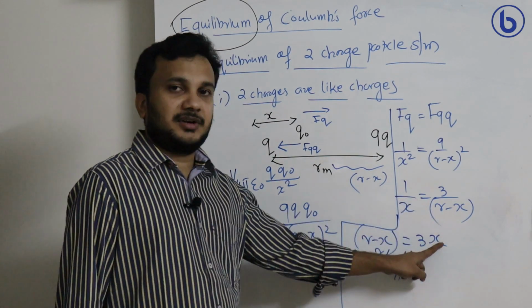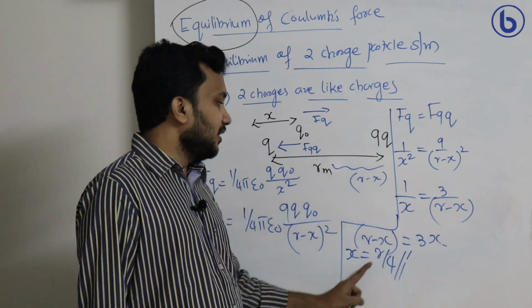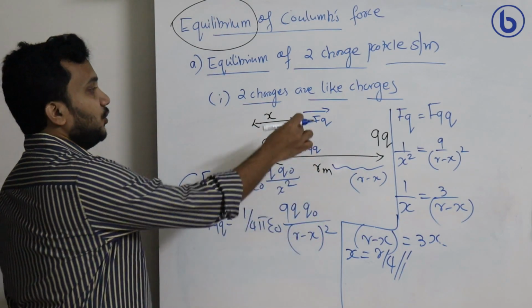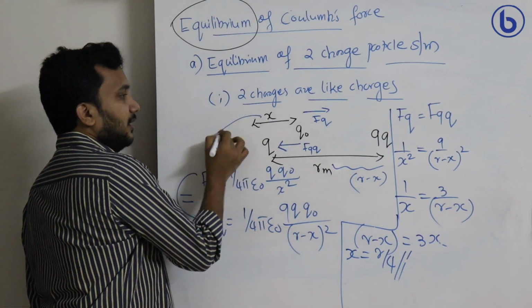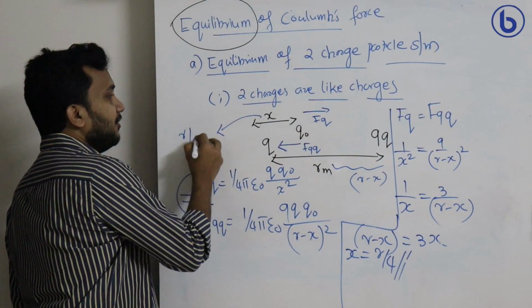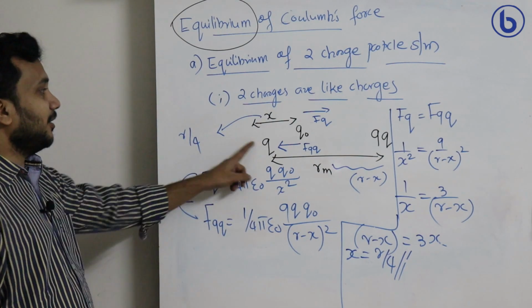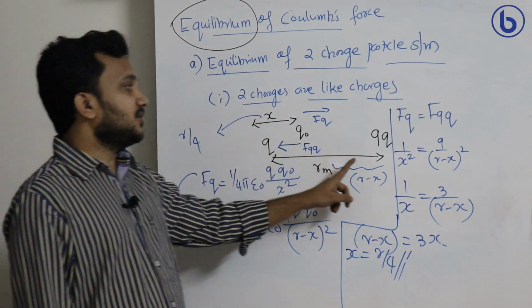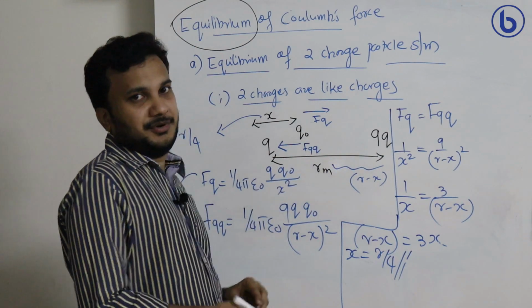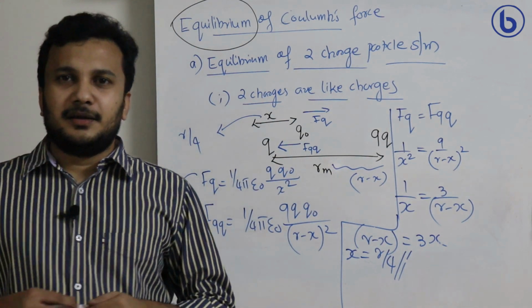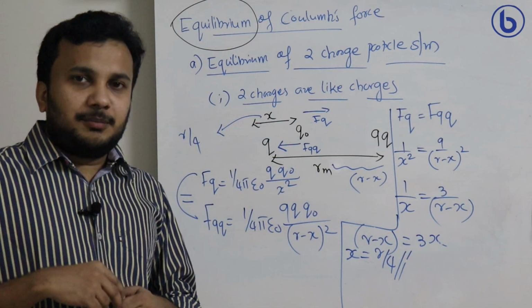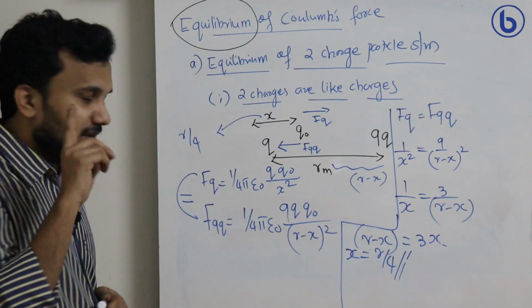This minus x taken to the right side becomes 4x, 4x equal to R. So x is equal to R by 4. So the Q0 charge has to be placed R by 4 distance from Q. So how much distance from 9Q? 3R by 4.